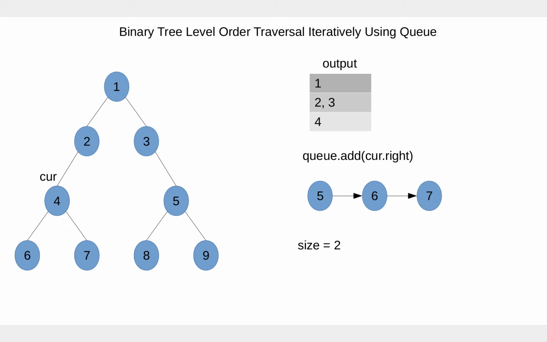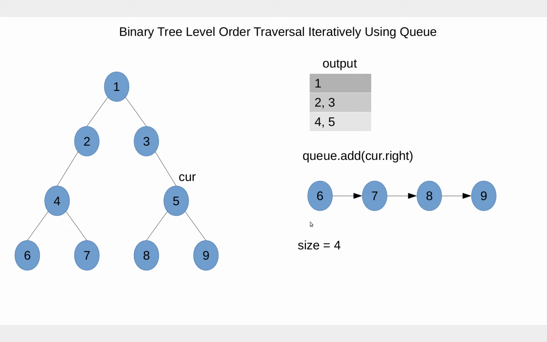Again, we'll remove the node at the front of the queue, which is 5. So current is assigned the reference to 5. We'll process node 5. Current.left is not null, so we'll add 8 to the queue. Current.right 9 is not null, so we'll add 9 to the queue. So this ends the processing of level 2. Now for the last level, we have 4 nodes. Queue size is equal to 4. So we'll have 4 iterations.